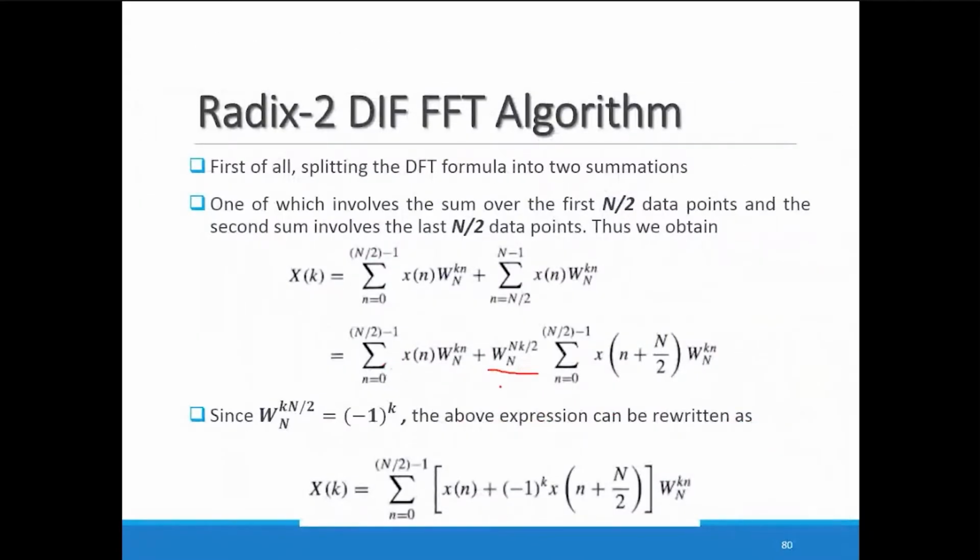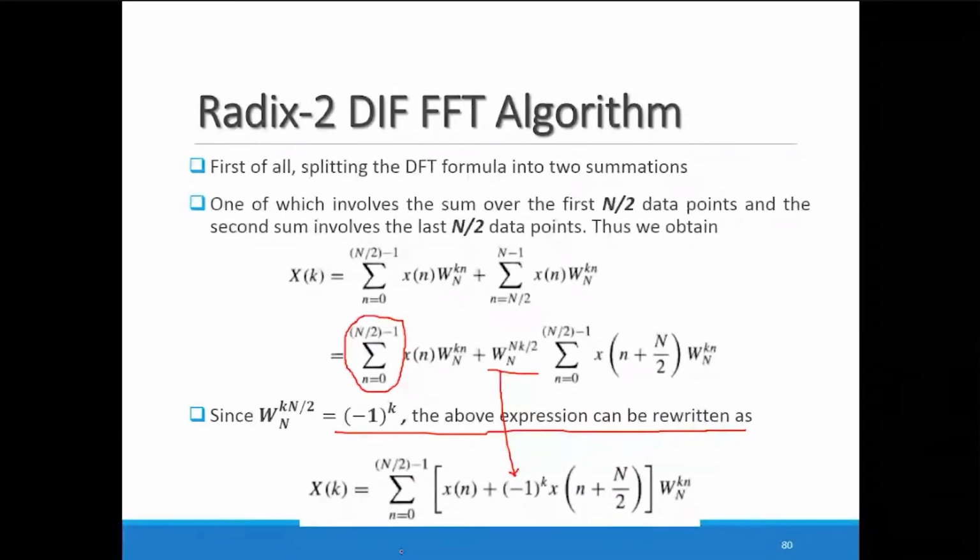So we are writing the second term: omega N raised to kN by 2, sigma n equal to 0 to N by 2 minus 1 x of n plus N by 2 into omega N raised to kn. And this omega N raised to kN by 2 is equal to minus 1 raised to k. In the above expression it can be rewritten as minus 1 raised to k x of n plus N by 2. So we simplify the entire equation, because now both summations have the same range, 0 to N by 2 minus 1. So taking this summation outside, 0 to N by 2 minus 1.